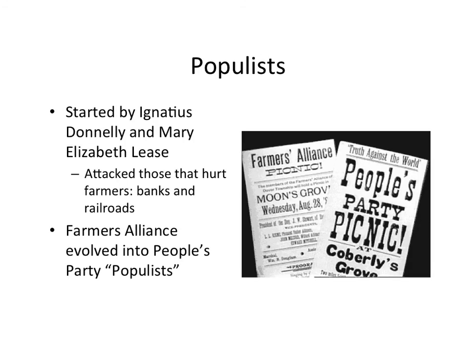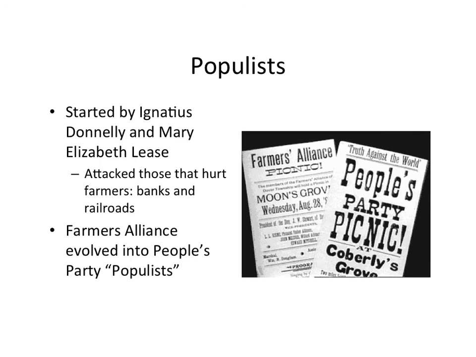As a result of a lot of what we're going to see, we're going to eventually see a mass movement emerge, known as the Populist movement. It was started by Ignatius Donnelly and Mary Elizabeth Lease, who attacked those that hurt farmers, banks, and the railroads. And so we'll see the Farmers Alliance evolving into the People's Party. All of these different small movements came together into one large movement known as the People's Party or the Populist Party.